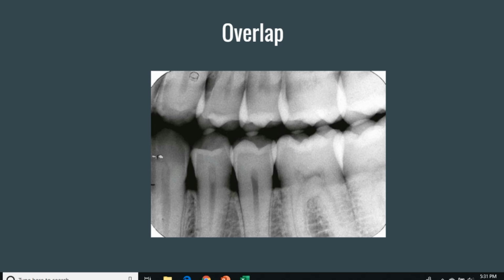So this white spot here is an overlap. Again, an overlap. I'm just tracing over all of the overlaps here to give you an idea of what they look like. Again, this is improper horizontal angulation.